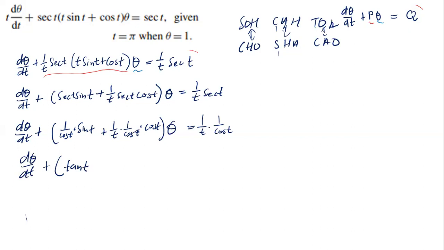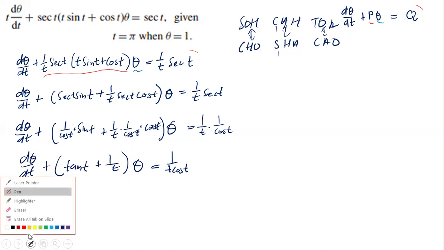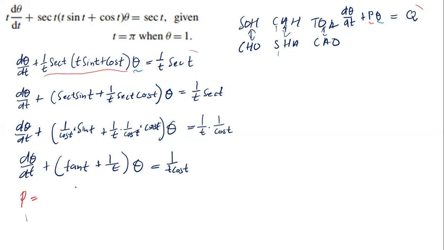And then look at this. This cos t will cancel that cos t, and therefore on this side we're going to have 1 over t multiplied by theta. Look at this, how simplified now. It equals 1 over t cos t. Now we are happy. We don't need special cases. So now, what is our value of p? Remember, our value of p will be tan t plus 1 over t. And then q will be 1 over t cos t.